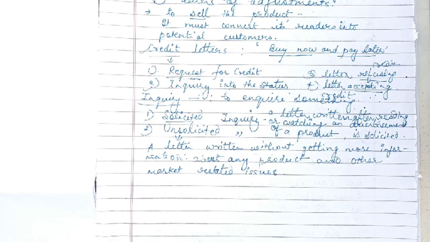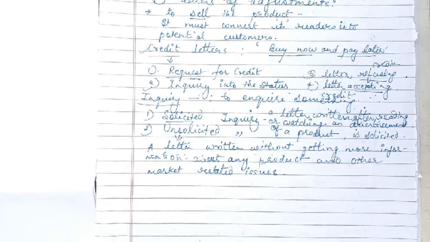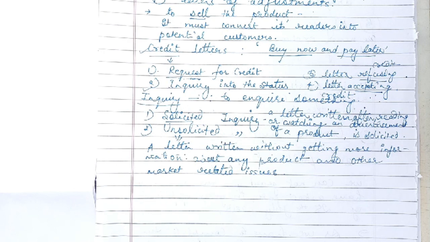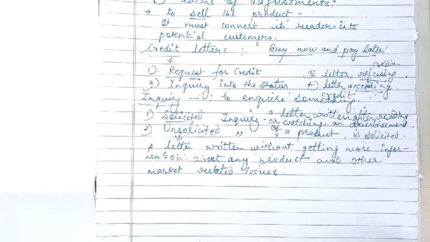So solicited, when we see an advertisement, we read about a product and we purchase it, we write down a purchase letter. So it is an inquiry letter. Solicited inquiry, when we see the information and again we want to know something more. An unsolicited letter, as we have discussed here, is a letter written without getting any more information about the product or business related issue. So these are written in two forms, and the next is the letter of quotation.